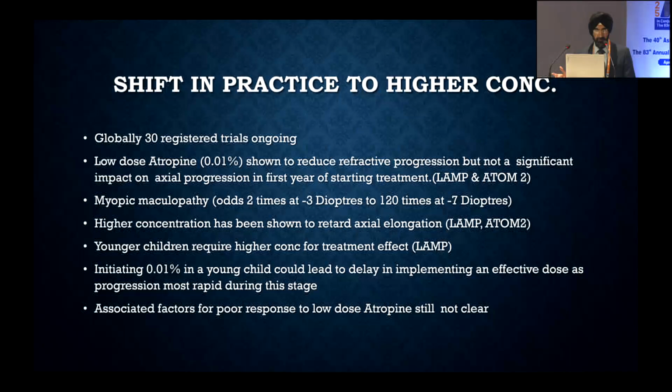Who are the patients who are at risk? It's the younger children. They require higher concentration for a treatment effect. So if you initiate 0.01% in a young child, this could lead to a delay in implementing an effective dose, and progression is the most rapid during this stage. Also, the associated factors for poor response to low dose atropine are still not clear.